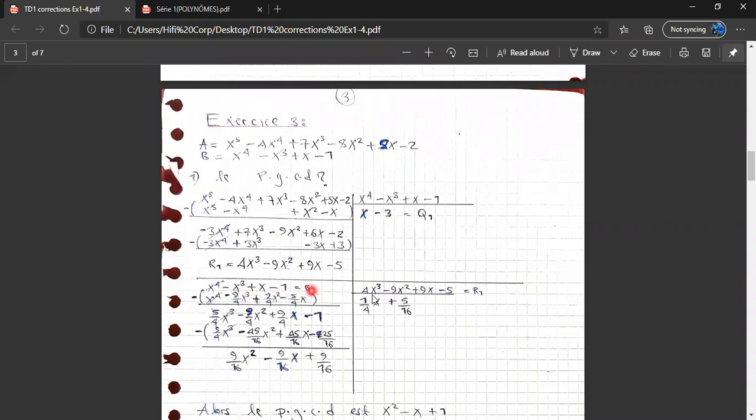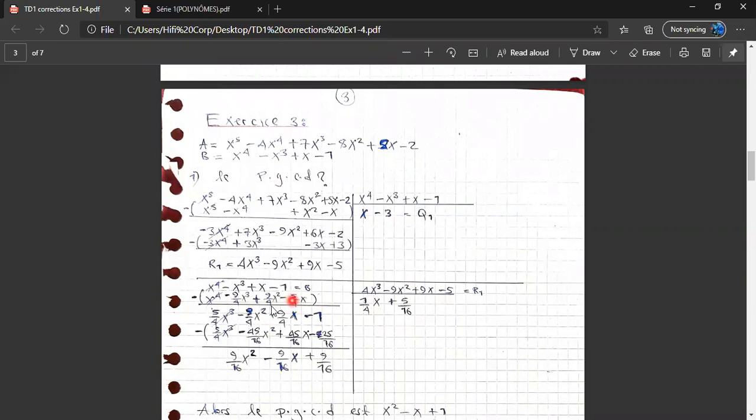So 4x to the power 3 into x to the power 4, it will give us what? 1 over 4x. 1 over 4x times this to give us what? X to the power 4. 1 over 4x times negative 9x squared to give us negative 9 over 4x to the power 3. 1 over 4x times 9x to just give us 9 over 4 x squared. This times this, it would be negative 5 over x.